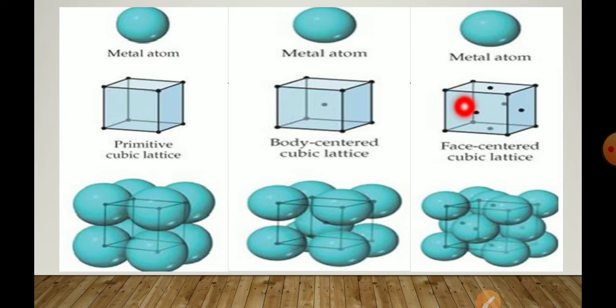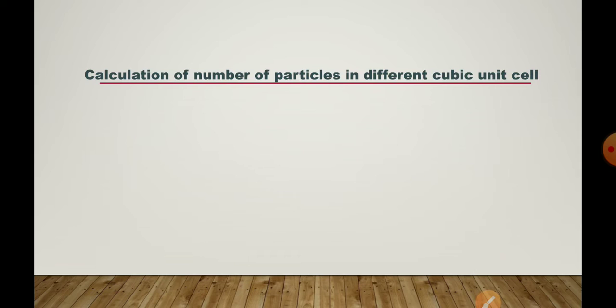In these cubic lattices or unit cells, there are 3 possible arrangements of particles. If the particle is only present at the corner, then it is primitive or simple. If the particle is present at the corner and, in addition, at the center of the body, then it is body centered cubic lattice. The last one is face-centered cubic lattice: particles present at the corner, and in addition, each center of the faces contains a particle. The important part of these cubic lattices is the calculation of the number of particles present in the different cubic unit cells.